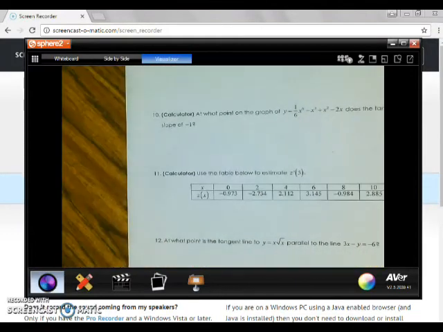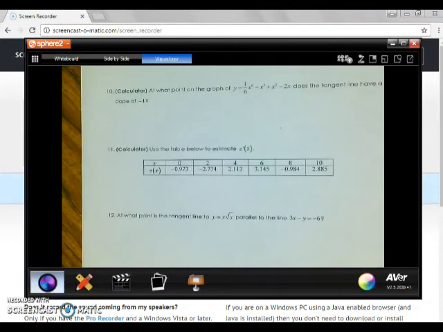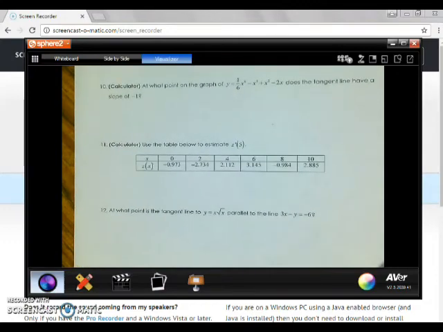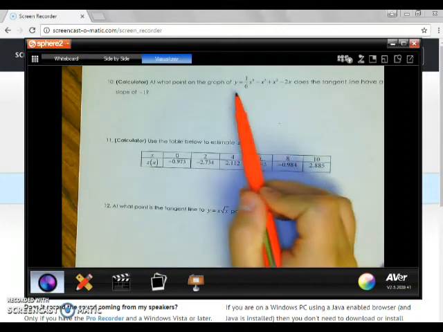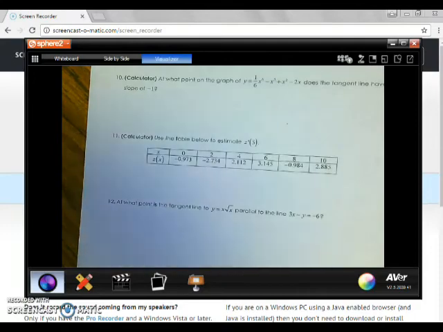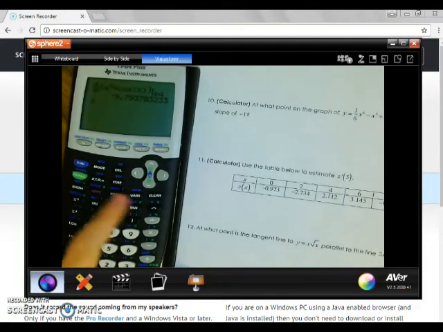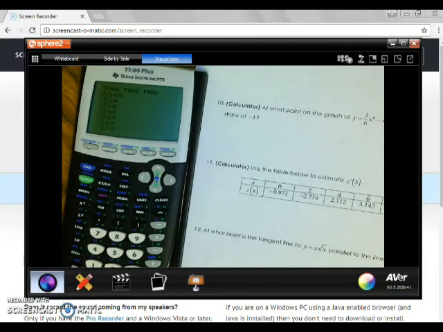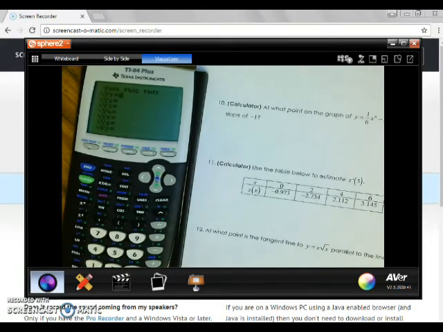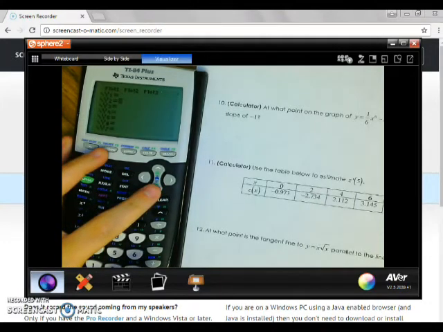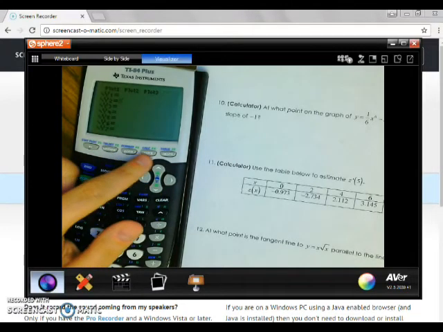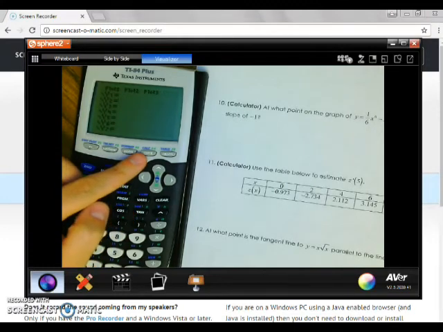For number 10, okay, so at what point on the graph of this does the tangent line have a slope of -1? Okay, so when you get a question like this, what I would do is take the derivative, okay, so you take the derivative of this, and I would put that into the y1 on my calculator. So I would hit y equals, and the derivative of that would go into your y1, and we want to know when that equals -1. So then go to your y2 and you would type in a -1 into the y2. Use second and then the trace button here, and you're trying to find the intersection.